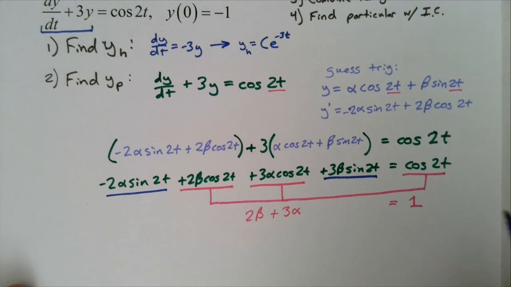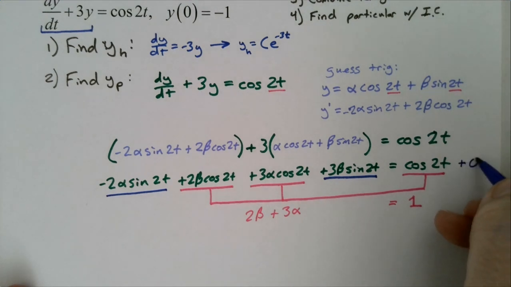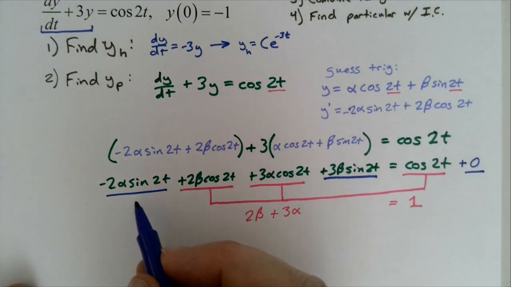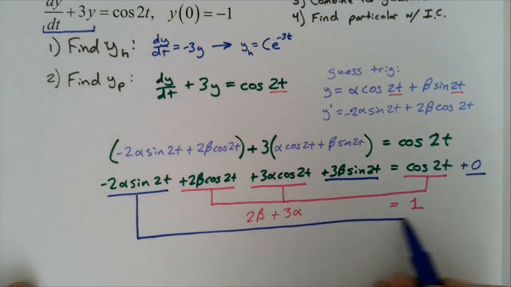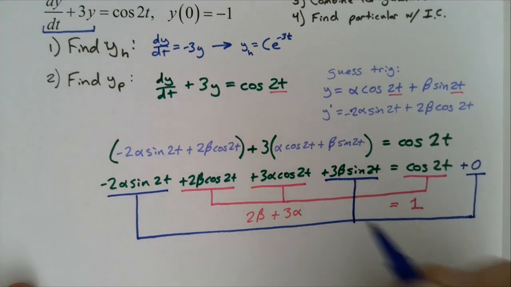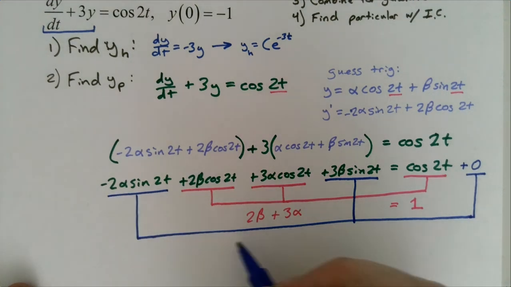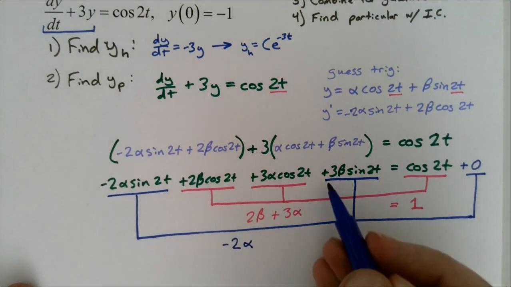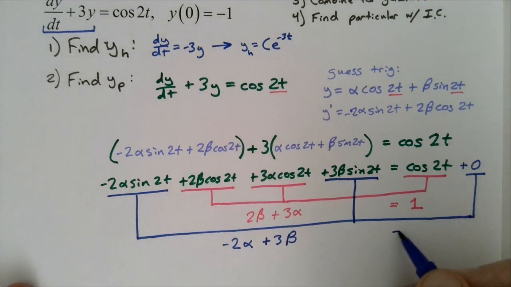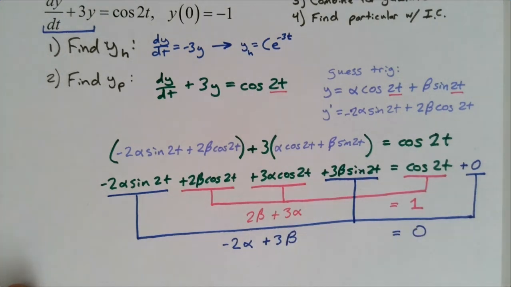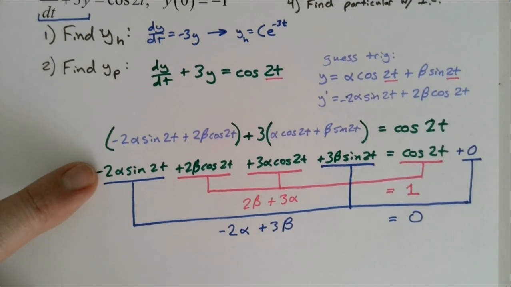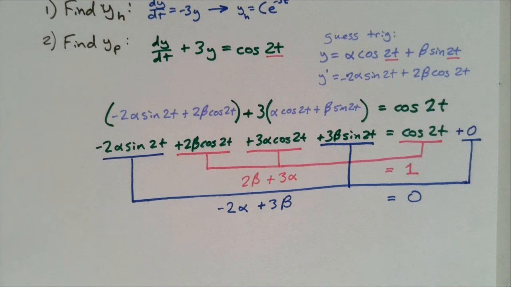Well, there is. It's just 0 times sine, right? So the 0 has to match up with these other two. So I actually do have another equation. It looks like this: negative 2 alpha plus 3 beta has to be equal to 0 on that side. So this one equation in green actually gives me two separate equations that I can solve.